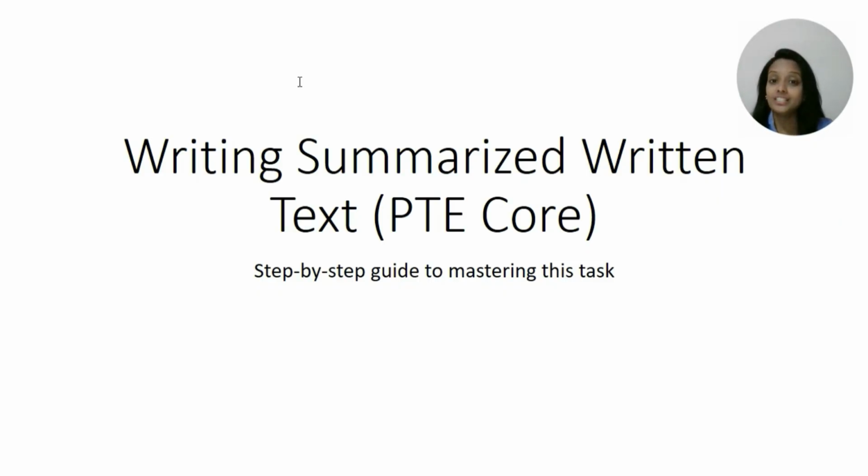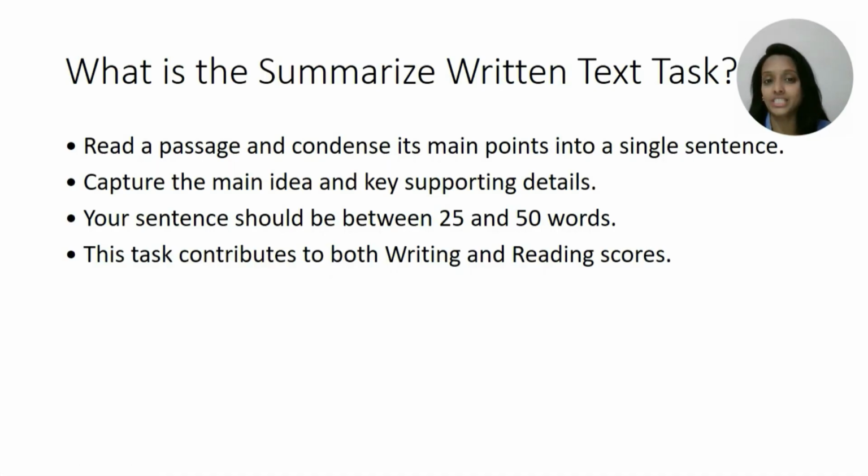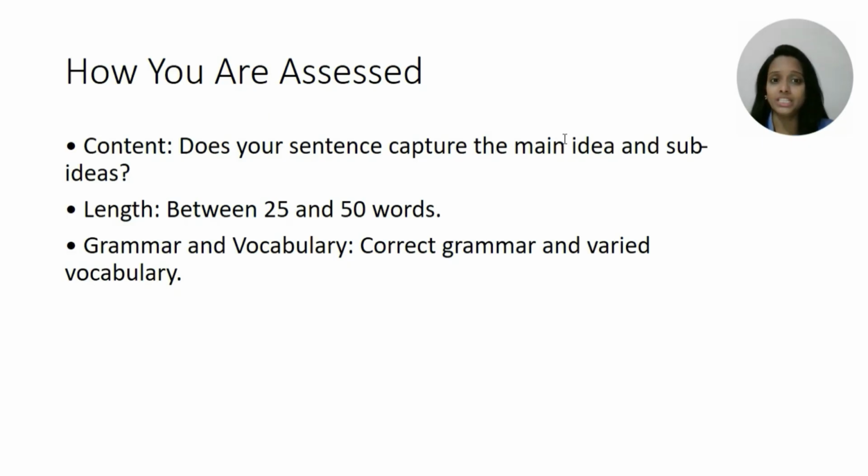You need to write a single sentence that captures the main idea and key supporting details. And you will encounter one or two of these on test day, contributing to both your writing and reading scores. So here's what you will be assessed on. The first one is the content. Does your sentence capture the main idea and sub ideas of the text? And your length should be around 25 to 50 words. And when it comes to grammar and vocabulary, you have to correctly make use of the grammar and you should try to use varied vocabulary.